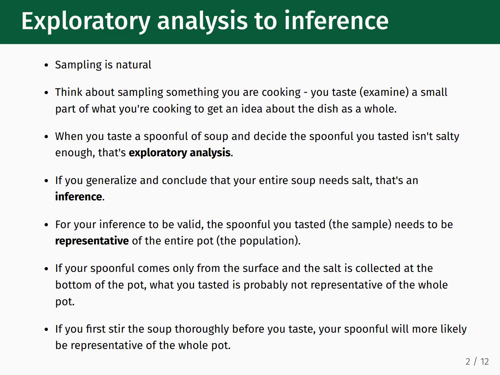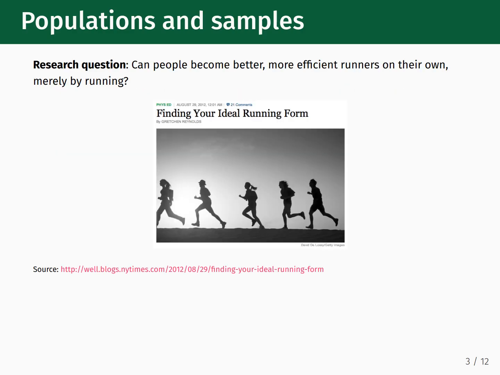The soup analogy may make it sound easy, but there are many things that can impact whether or not it's possible to generalize. To illustrate, let's consider some examples. Here's an example taken from a New York Times article that reported on an experiment testing a research question. Can people become better, more efficient runners on their own simply by running? If you were asked to critically examine how this question is addressed in the study, there are some questions you should consider while you read.